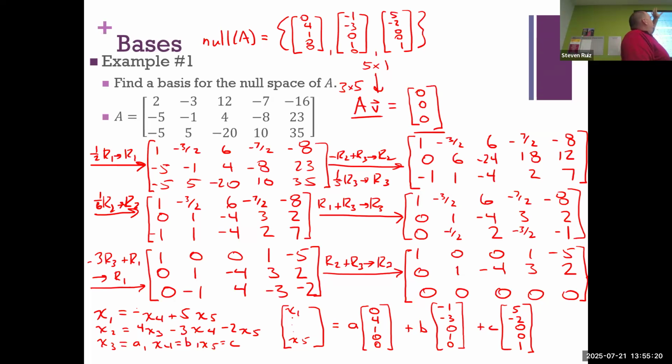Any combination of vectors I make from those 3 right there. So take anything you want from that span, and I multiply it by A, what's going to happen? You get the 0 vector. So that's what the null space is. I found the entire family of vectors that when I multiply A by anything in that span, I get a 0 vector back.